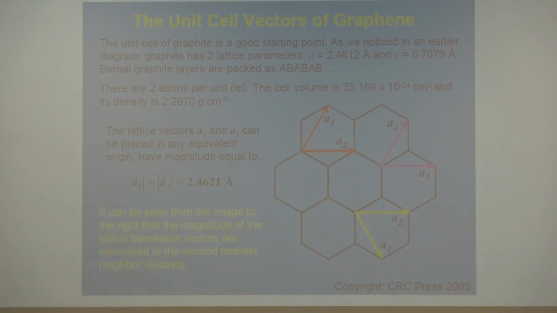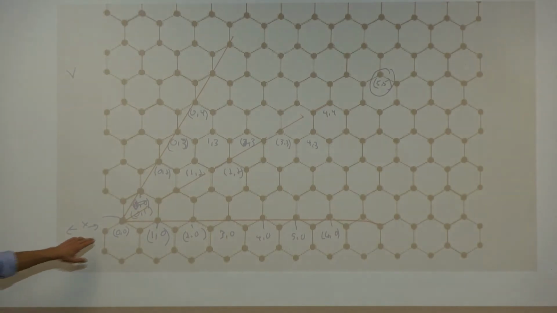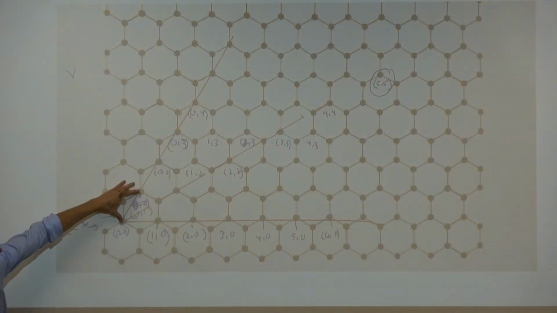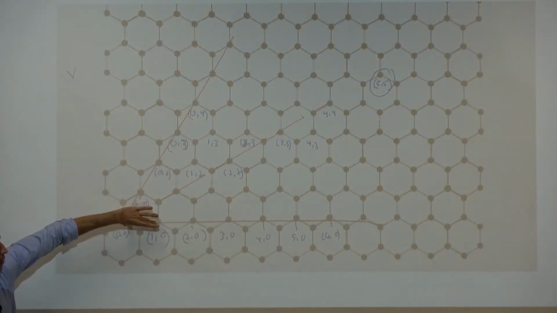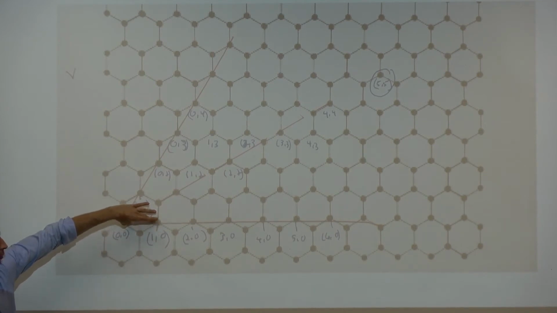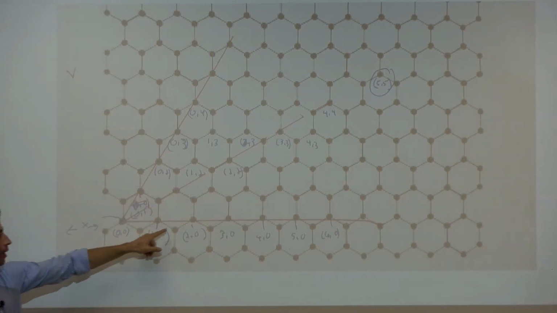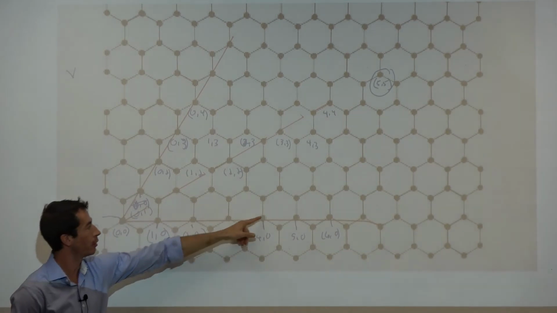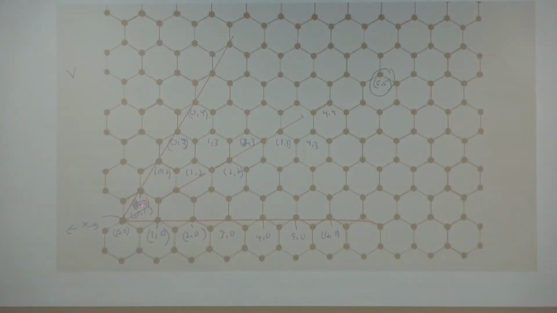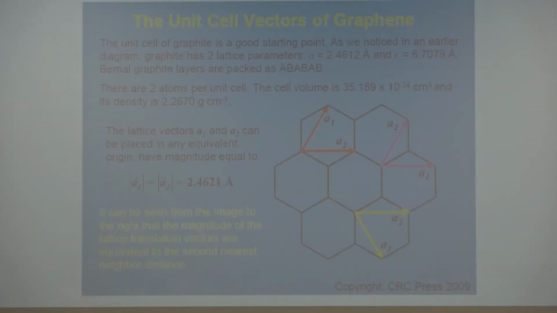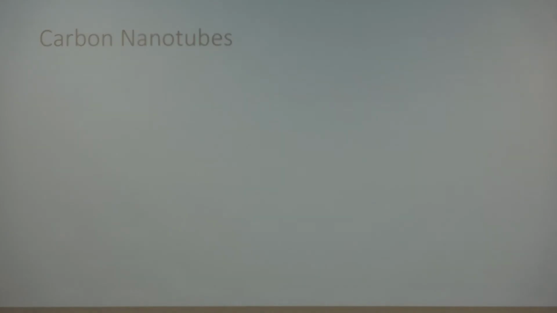And so that's why this is vector A1, this is vector A2 when we drew this in class, right? So that's why we're skipping every other carbon, because that's how the vector is defined, okay?